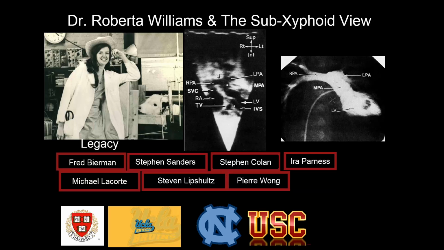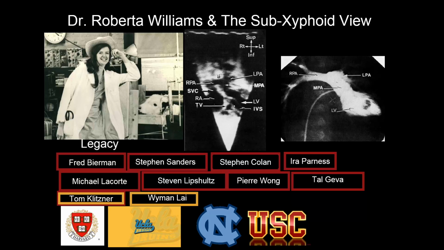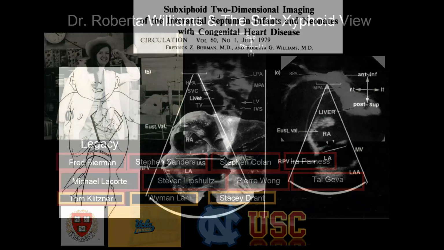Okay. Jerry used to be 6'5". And Tal Gaver, who is now the current chief at Harvard. In yellow, I've put her trainees from the UCLA group, Tom Klitzner, who is the chairman, Wyman Lai, who is now heading the unit in Southern California, Stacy Drant, and many, many others.